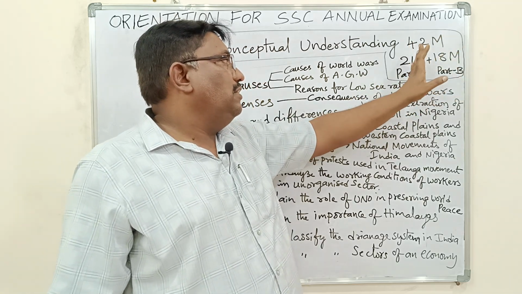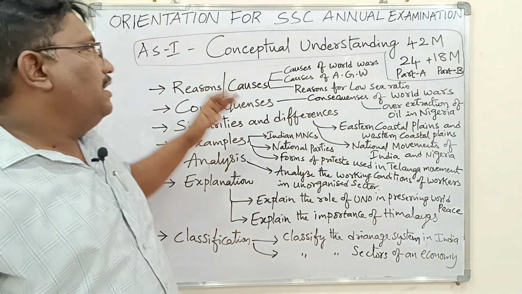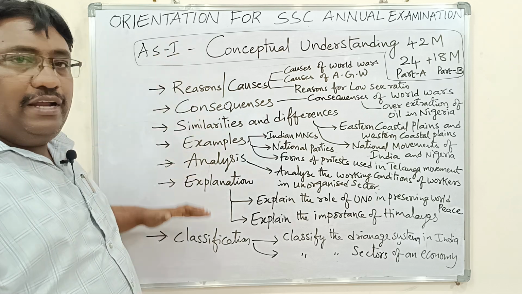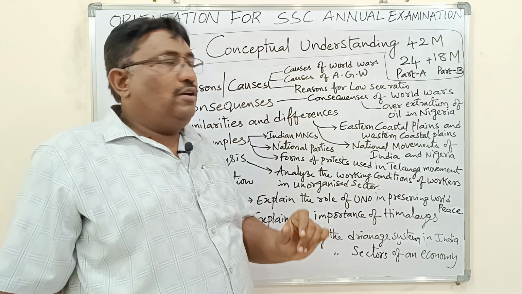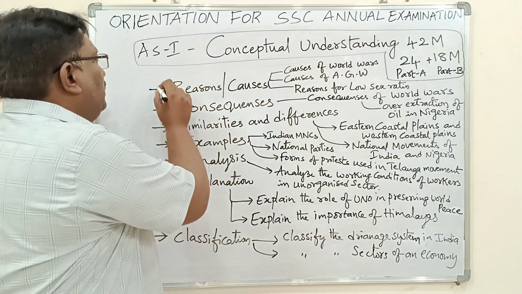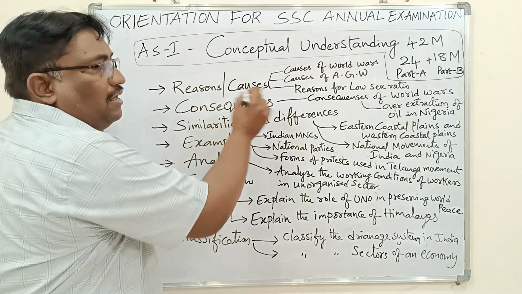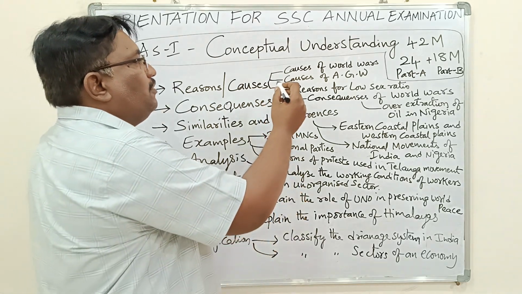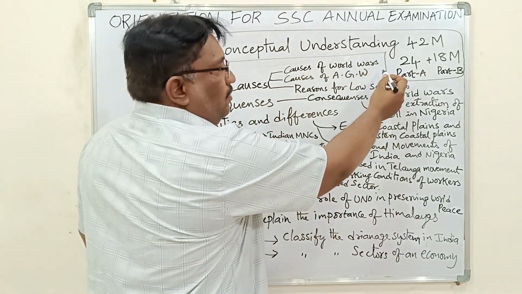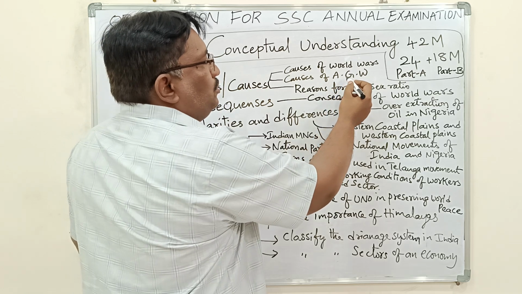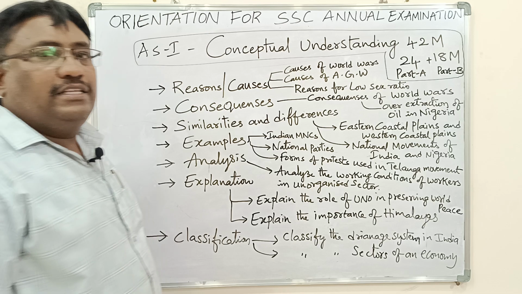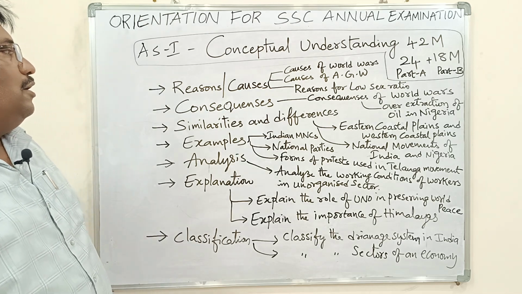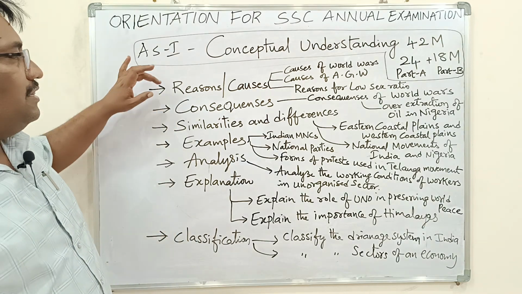So now we will discuss the part A type of questions, and in this academic standard there are 7 indicators. Basing on these indicators the questions will be asked. First of all, the first indicator is reasons or causes. The first type of questions are causes of the world wars, causes of anthropogenic global warming, reasons for low sex ratio in India. This type of questions may be asked based on this indicator.